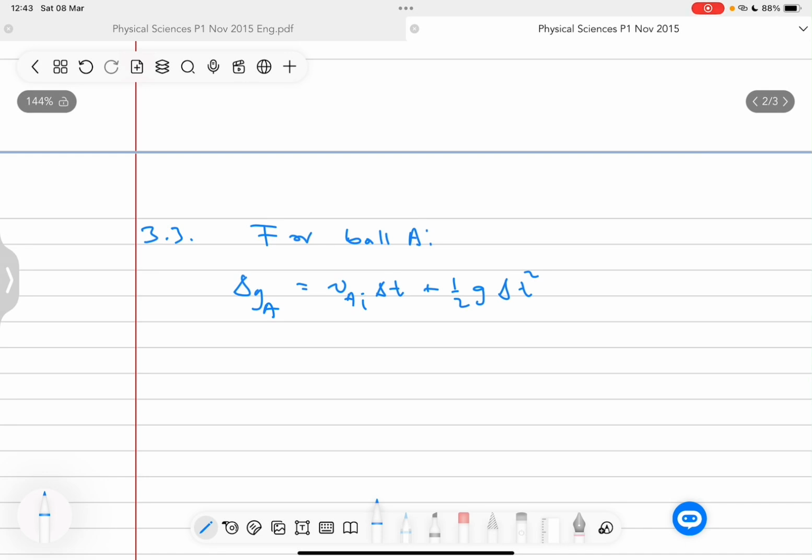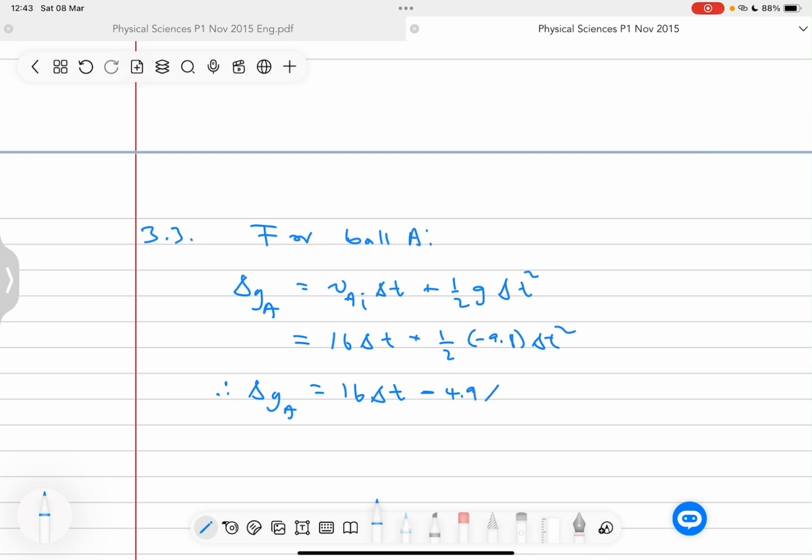Now, on this equation, I'm going to build up the information that I have. I know that the initial velocity for ball A is 16, and here I have delta t, and this will give me 1 over 2 times negative 9.8, and I'm going to have delta t squared. Now, when I simplify this, I'll have an equation with 16 delta t, then here is going to be negative 4.9 times delta t squared.